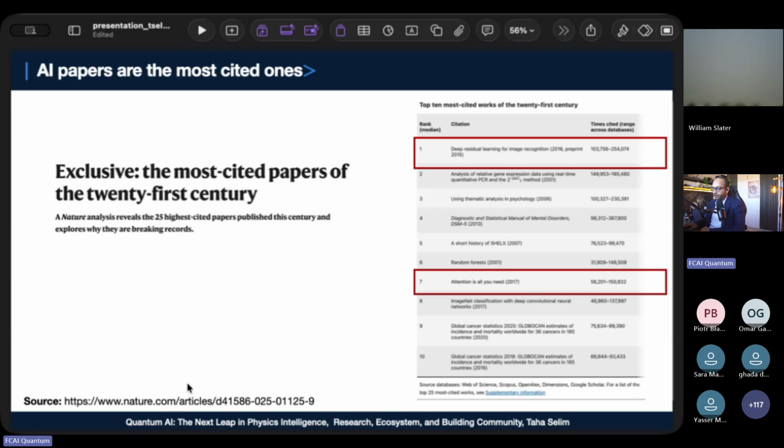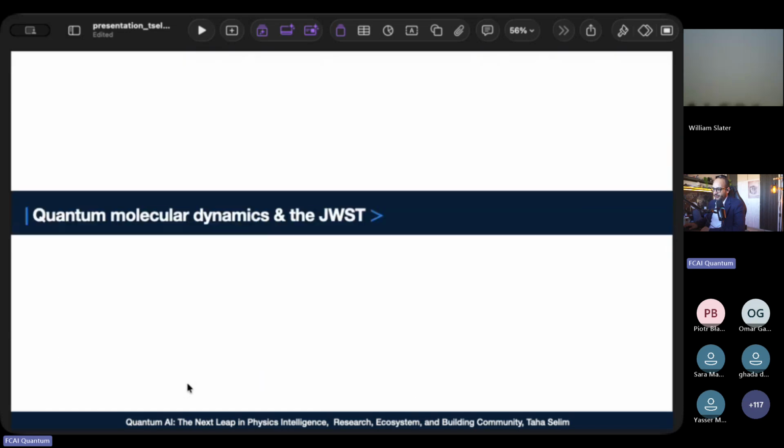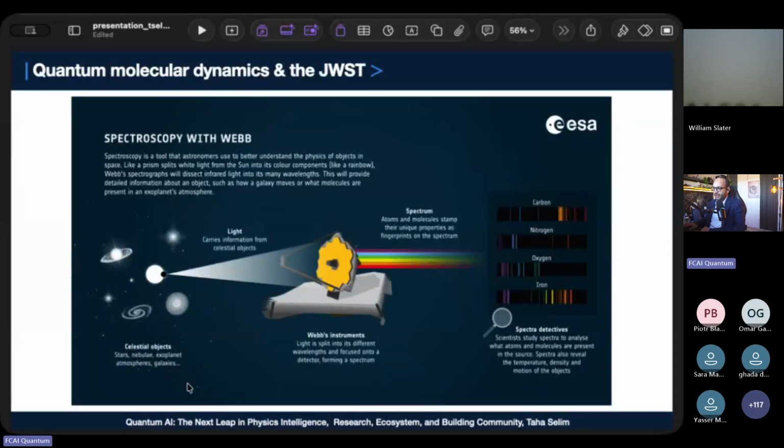So when we come to AI, why do we need quantum AI in general? I started my PhD working in quantum molecular dynamics for the James Webb Space Telescope. There was a problem of simulations. We needed to simulate small molecules to have data for molecular astronomers. Those data can contribute to establishing a model of the chemical evolution of these interstellar media.